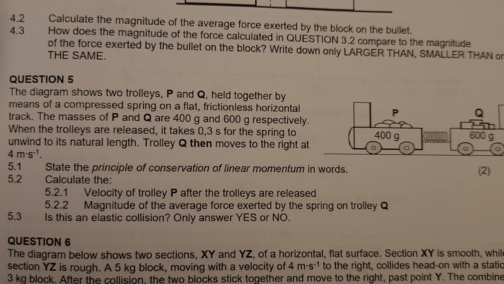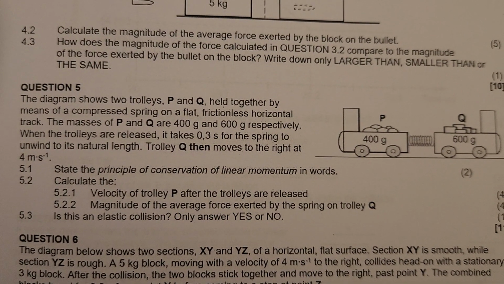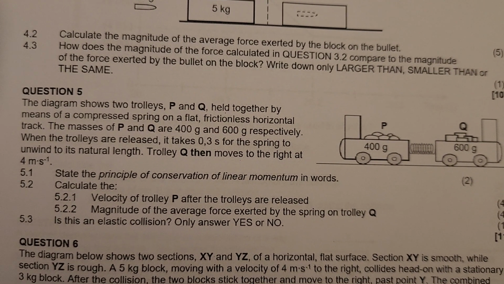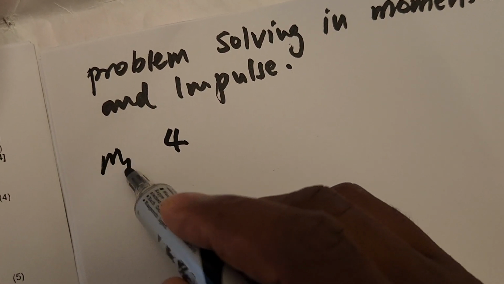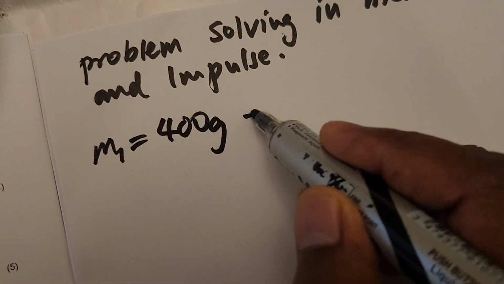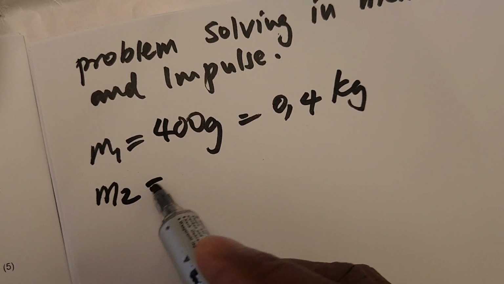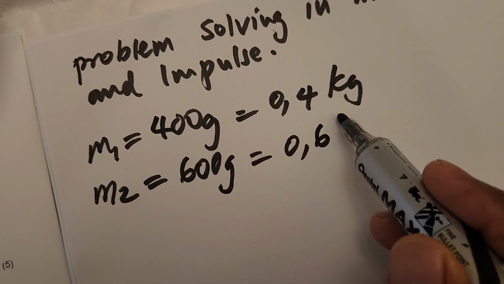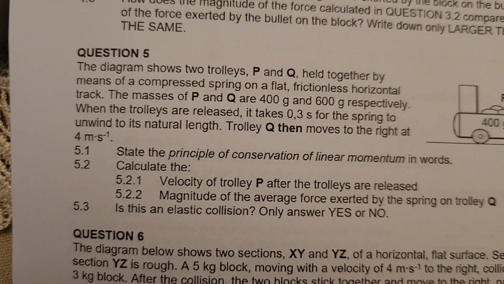Remember, in this section of momentum, paper 1, we don't deal with mass in grams. Therefore, immediately you need to convert the 400 grams and 600 grams into kilograms. So the 400 grams, that is M1, is the same as 0.4 kilogram, whereas M2 is 600 grams, therefore we are going to use 0.6 kilogram. We divide by 1,000 or multiply by 10 to the exponent minus 3. Very important.